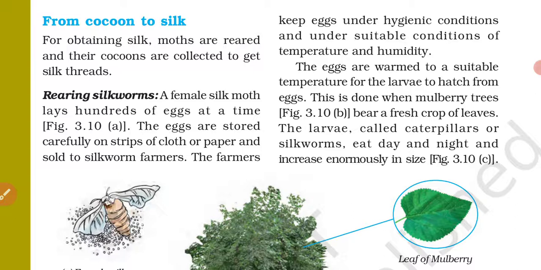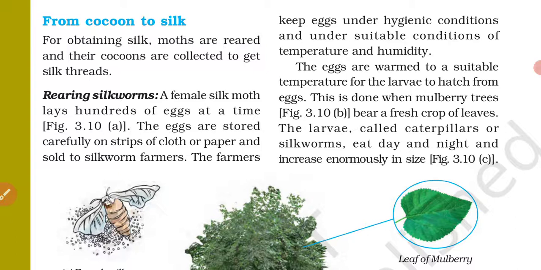Today we are going to discuss the topic of production of silk, that is, from cocoon to silk, in your book. This is the last topic from the chapter Fiber to Fabrics. So without wasting any time, let's move on to discuss this topic.